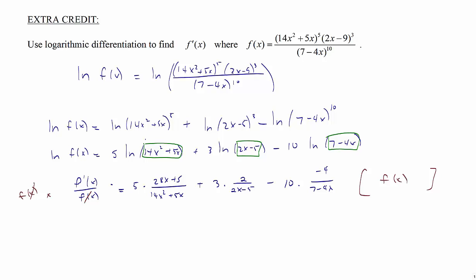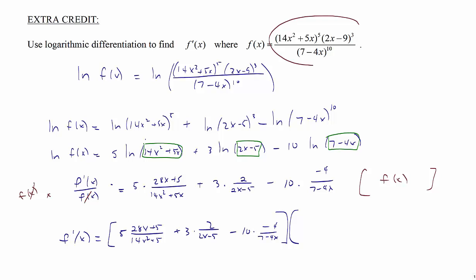I'm running out of space here, so we're going to finish this off. F prime of x then is equal to all of this here. Again, if you want to, you can simplify the coefficients, but I'm going to leave it exactly as it is. So 5 times (28x + 5) over (14x squared + 5x), plus 3 times 2 over (2x - 5), minus 10 times negative 4 over (7 - 4x). And then all of that times my original f of x.